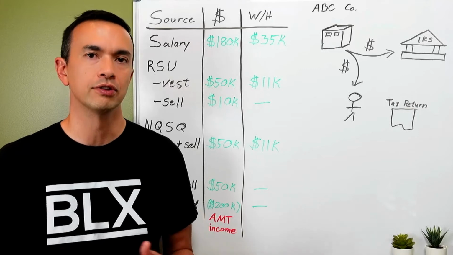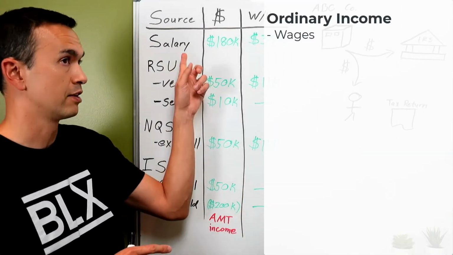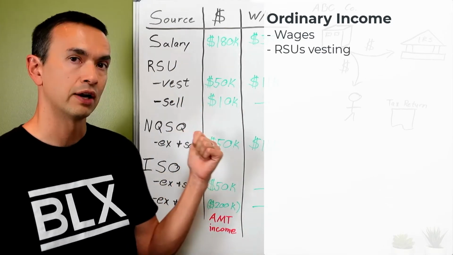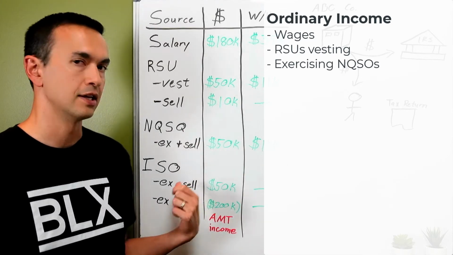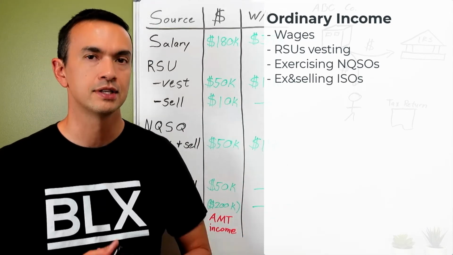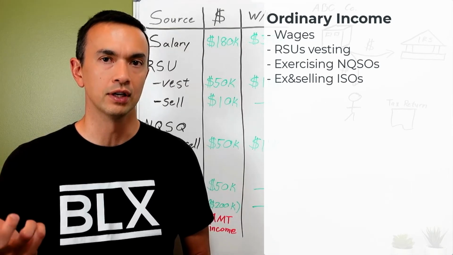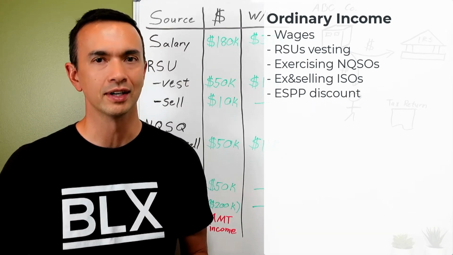And so first, under the category of ordinary income, there's going to be your salary, obviously, and then RSUs vesting, the non-qualified stock options, exercising those, exercising and selling incentive stock options. And then also, and we didn't really talk about this, if you have an employee stock purchase plan, then the discount from that is also considered income.